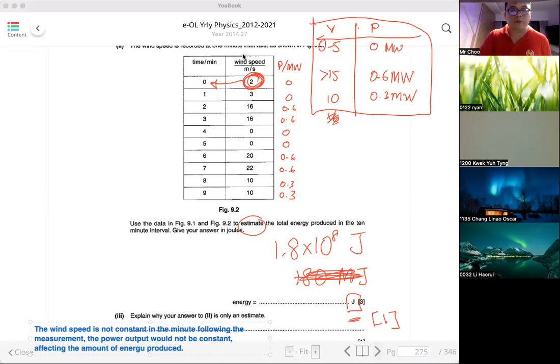Clear about this? Because based on this answer, we are assuming that for the first minute, the wind speed is constant at 2. Then for the second minute, the wind speed is constant at 3. But after you measure the next 1 minute, the wind speed may not be the same. So the power output, this value here, will not be constant. So when your power is not constant, your energy will not be constant. Clear?